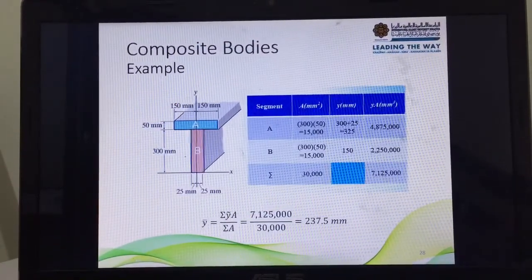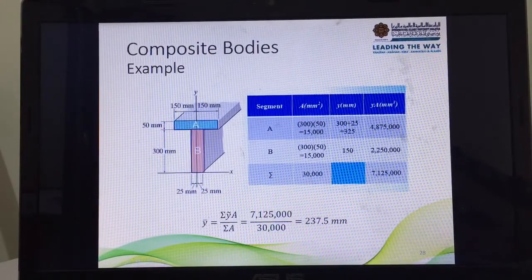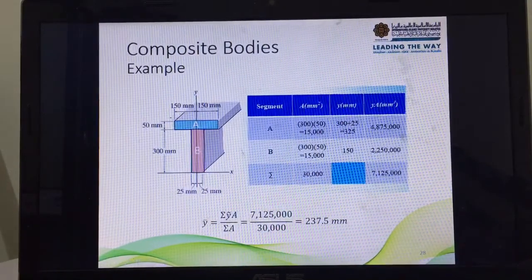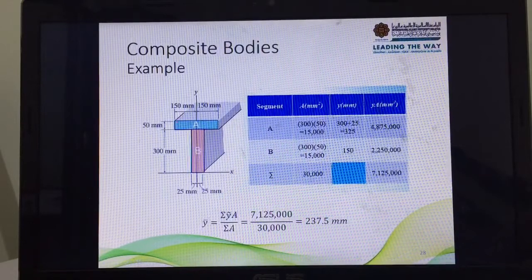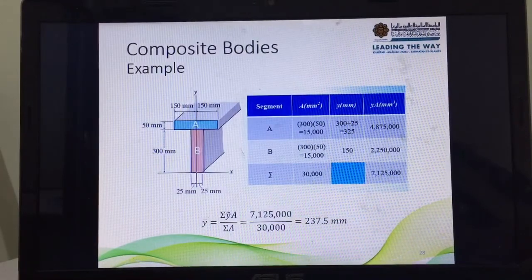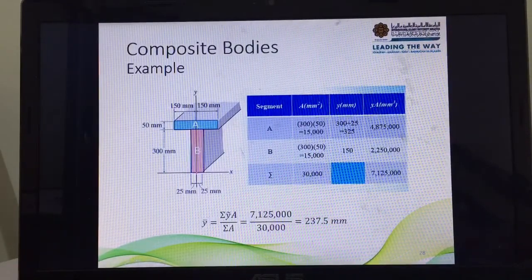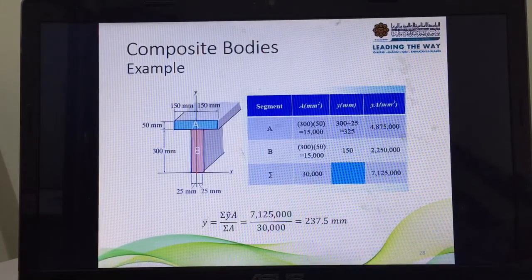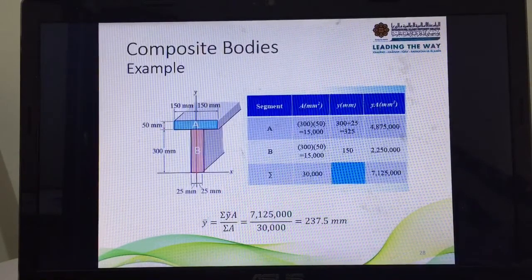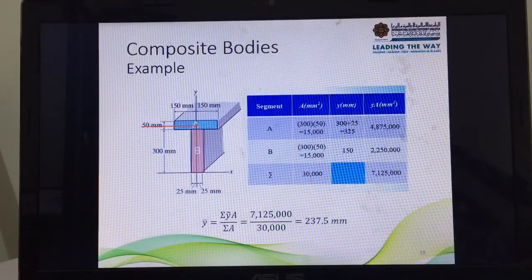So for Y bar, again, because it's a composite part, you can break it into simpler shapes: shape A and shape B. Shape A is this rectangle, 150 by 300 millimeter, and the thickness is 50 millimeter. And for B, the base is 50 millimeter, the height is 300 millimeter. Same procedure, because you start from the origin here at the bottom. Let's start with A. The centroid will be in the middle of the 50, right? It will be 25 here plus 300, so it will be 325.